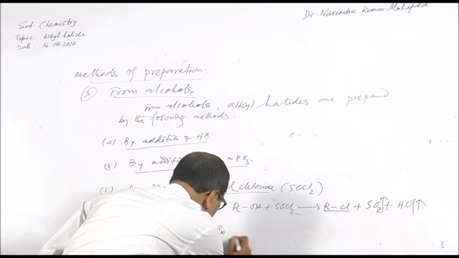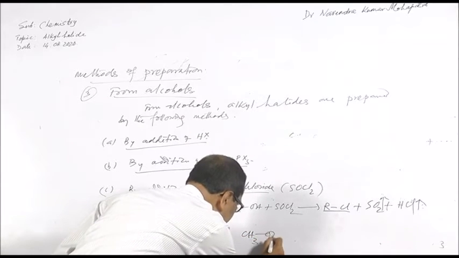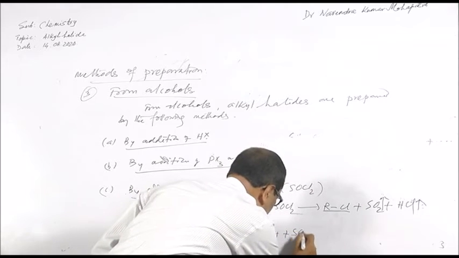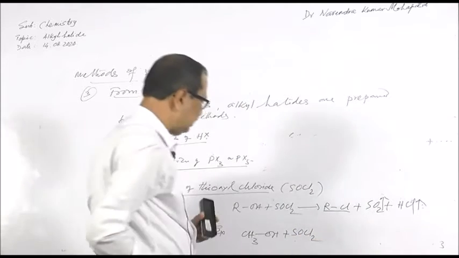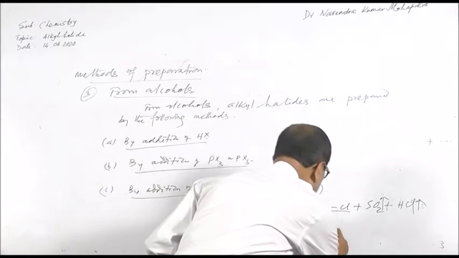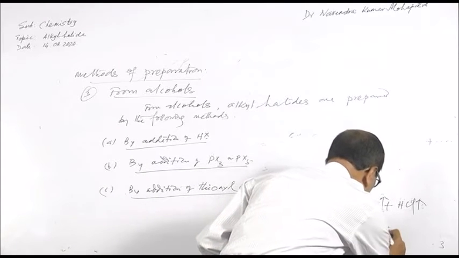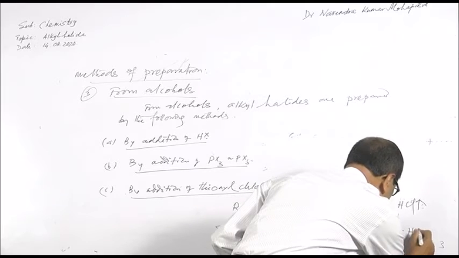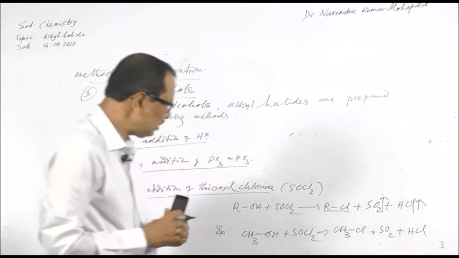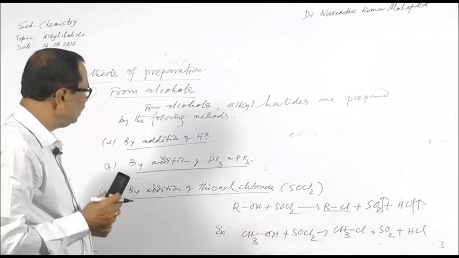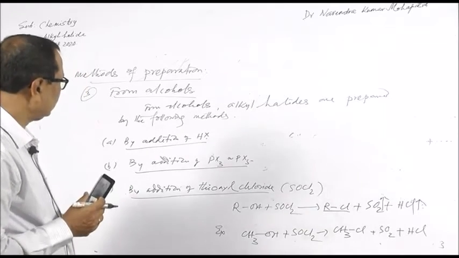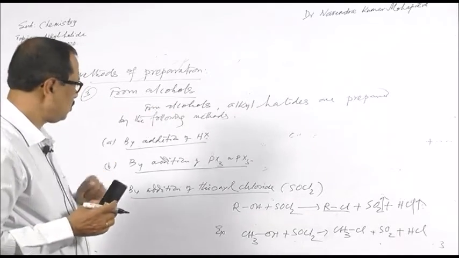So this method is used for preparation of pure alkyl chloride. For example, CH3OH plus thionyl chloride SOCl2, the product formed will be CH3Cl plus SO2 plus HCl. So these are the methods for preparation of alkyl halides from alcohols.